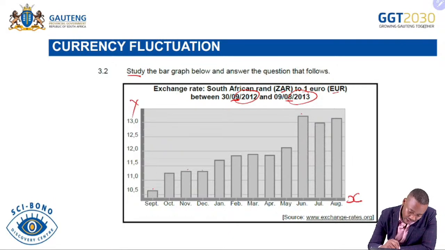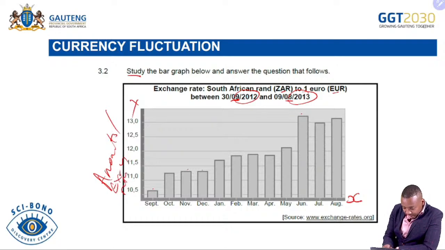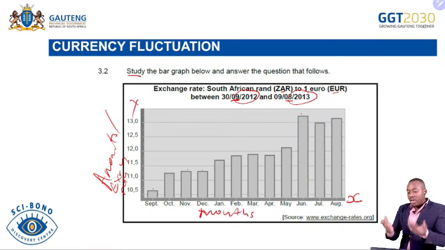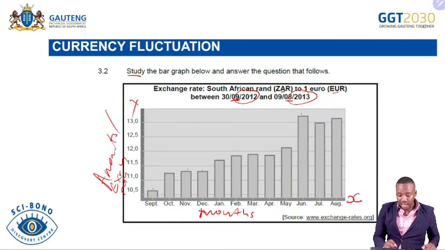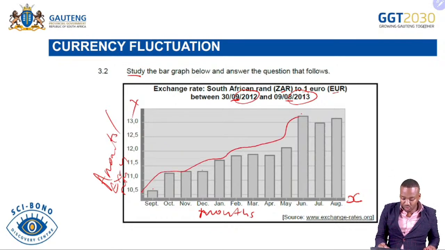Obviously on your y-axis you've got the amounts or exchange rates in rands. And then on your x-axis you've got the months. Then you go inside your graph, and here we are seeing what we call fluctuation.